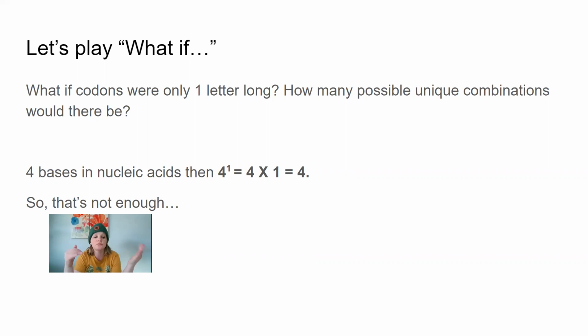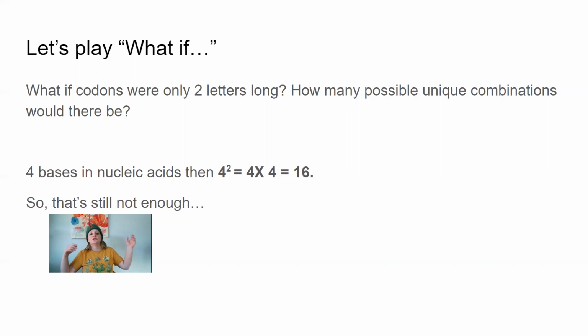So we can have the math do this really easy for us. If we have our 4 bases, A's, C's, G's, and U's, and they're just 1 letter long, then we just do 4 to the first power, which is 4. So that's not enough combinations to give us all of our 20 amino acids. So, all right, that's not going to work.